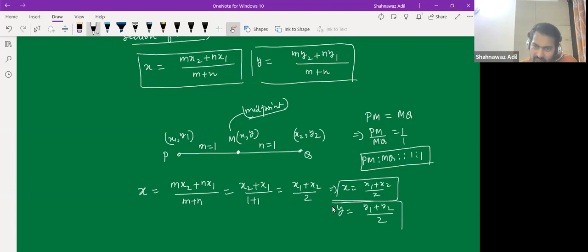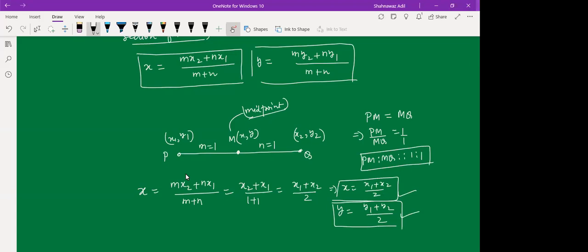So whenever it is mentioned that this is the midpoint, then we use this formula instead of the section formula. Is this clear, Rifa? Yes. Please note it down and then we'll start.